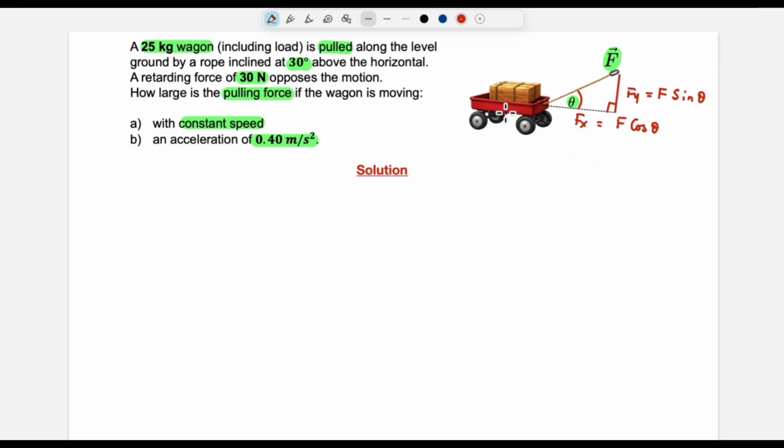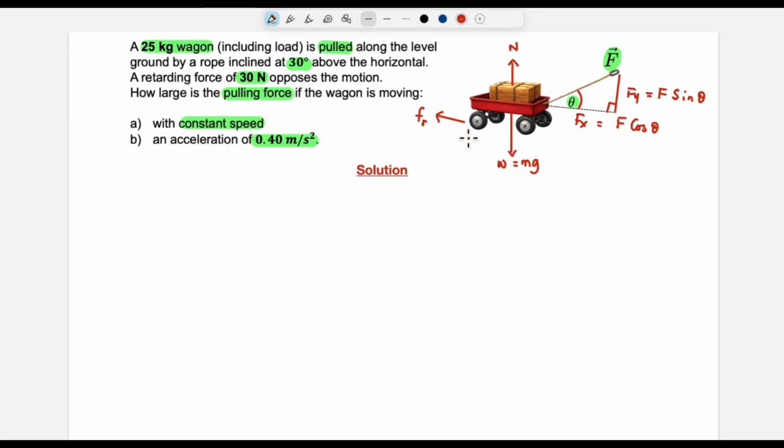Also, since the wagon and its load have a total mass, we are going to have the weight of the wagon pointing vertically downwards. The weight of the wagon is going to be mass times acceleration due to gravity. And in reaction to this, there's going to be a normal force, N, pointing upwards. Remember, we are told that there is a retarding force which opposes the motion. That retarding force is going to point to the left, and that is our friction force between the ground and the tires of this wagon.